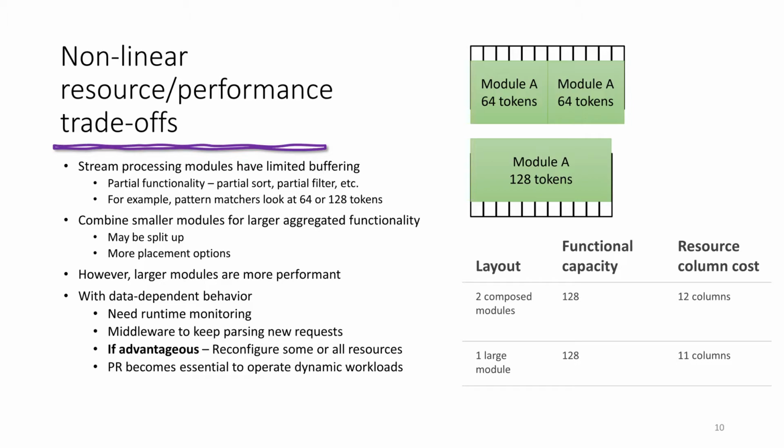This non-linear trade-off and data-dependent operations like filtering require runtime monitoring to find the optimal resource allocation. There are more opportunities to use partial reconfiguration effectively, especially if the middleware keeps parsing new requests and potentially updating the execution plan. The middleware, missing in related work, is ideal for spotting opportunities when partial reconfiguration becomes advantageous and allocates resources between operations transparently.